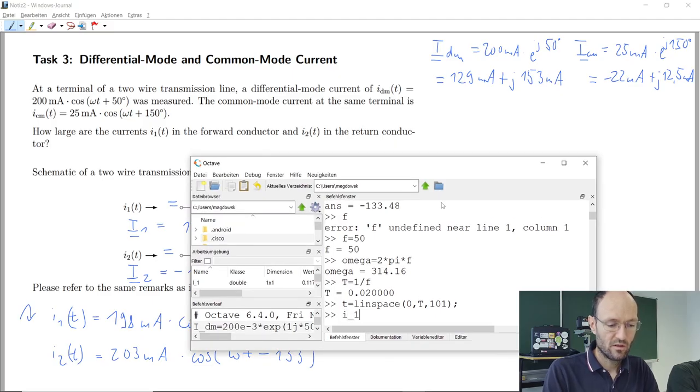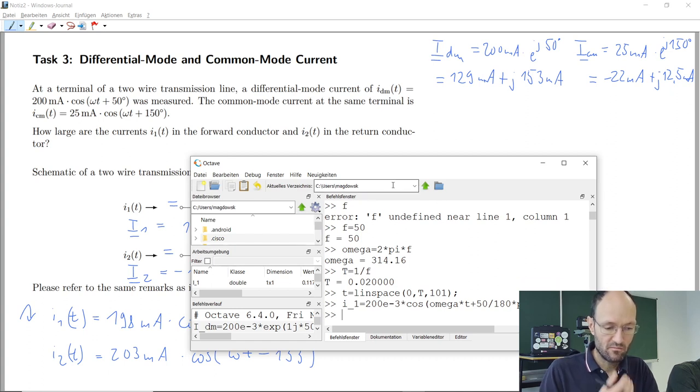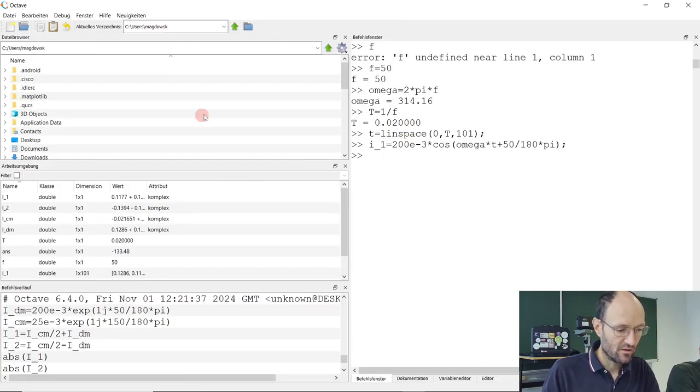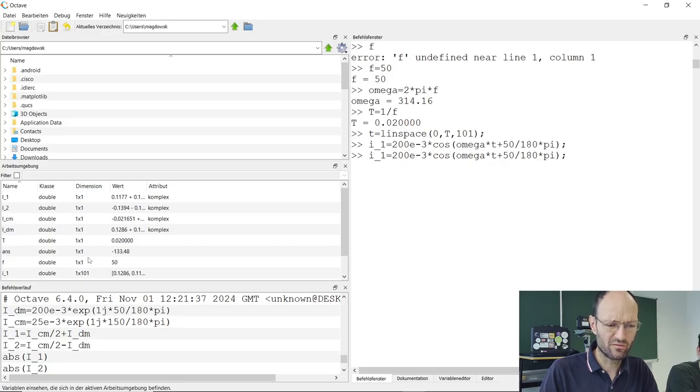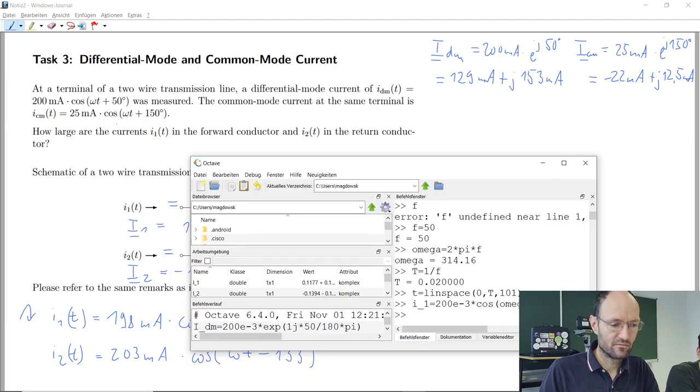So I1, now with small letters, is 200 milliampere times cosine of omega multiplied with t plus 50 degree, and the 50 degree needs to be converted into radians by dividing by 180 and multiplying with pi. So we get... no, something is wrong, we just get one value. No, it's probably right, because here you can see we get the 101 values. So we do the same for, this was not I1, this was the differential mode current. Something is going on here.